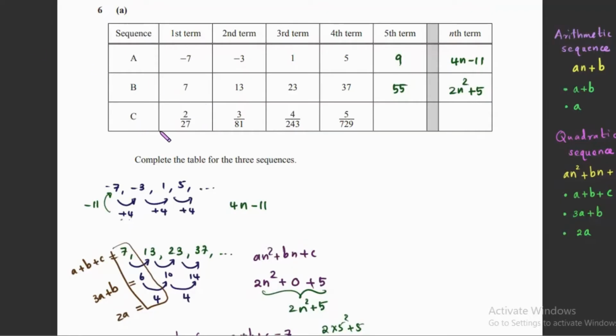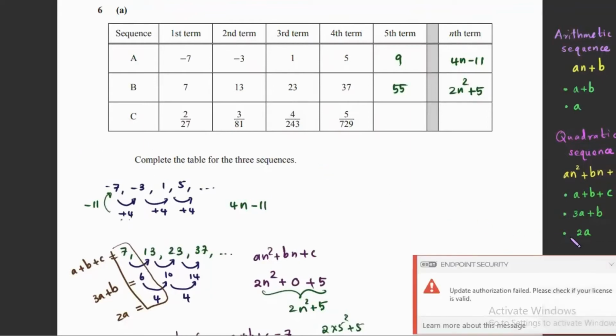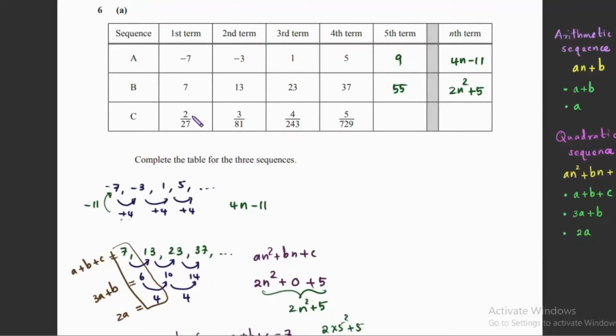Now let's move on to the next question that we have, which is question C, the sequence which is in the form of a fraction. Whenever we have fractional sequences, we need to find the nth term for the numerator separately and the nth term for the denominator separately. In this, the sequence is given as 2 over 27, 3 over 81, 4 over 243, and 5 over 729. I'm going to write the numerators separately as 2, 3, 4, and 5.